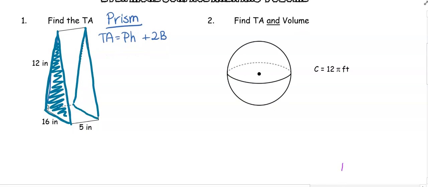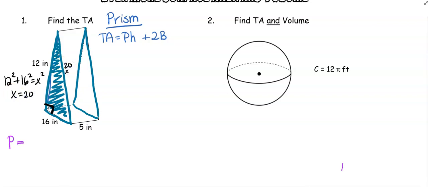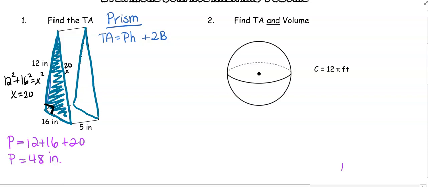We start off by finding the perimeter of our base, which is the perimeter of the triangle. You may have missed this, but if you look right down here, there is a right angle there, which means Pythagorean theorem. 12 squared plus 16 squared gives me that missing side squared right there, which ends up being 20. So the perimeter, remember, is adding up all those sides. 12 plus 16 plus 20. The perimeter of my triangle is going to be 48 inches. So we've got 48.